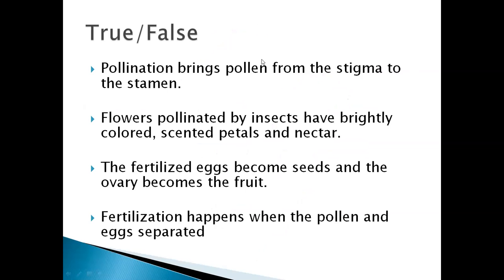After this, true or false. Pollination brings pollen from the stigma to the stamen. False. Pollination brings pollen from the male part to the female part. So this is a false statement. We write here F. Flowers pollinated by insects have brightly colored, scented petals and nectar. Obviously true.